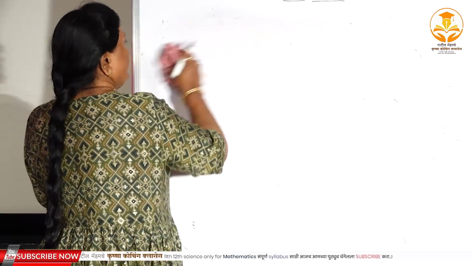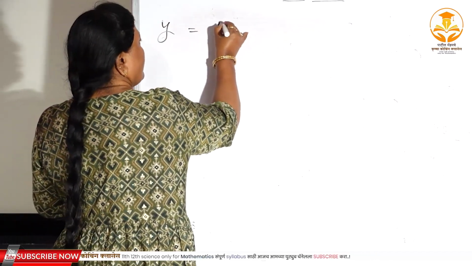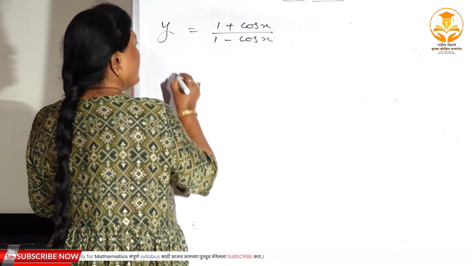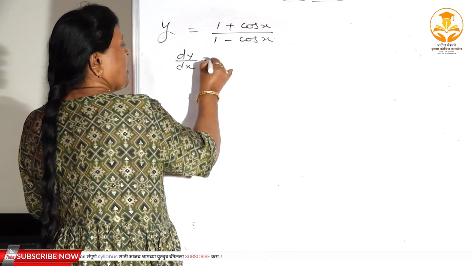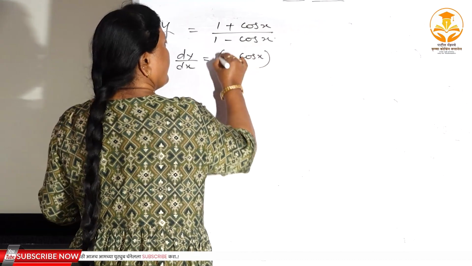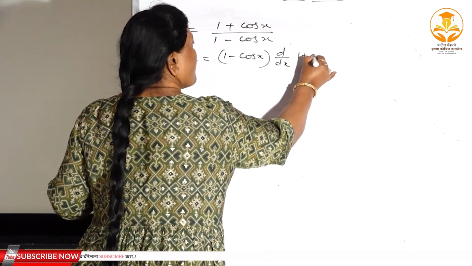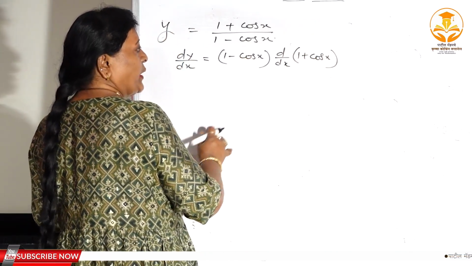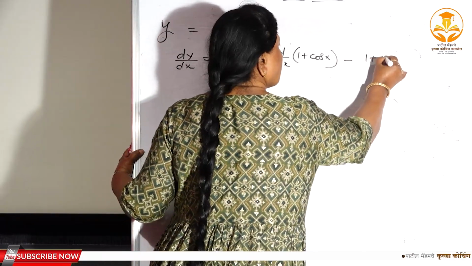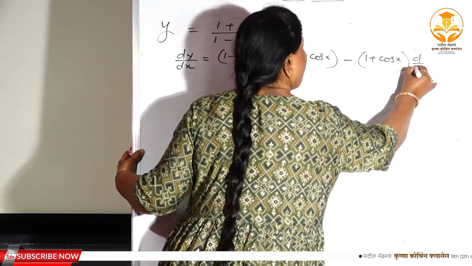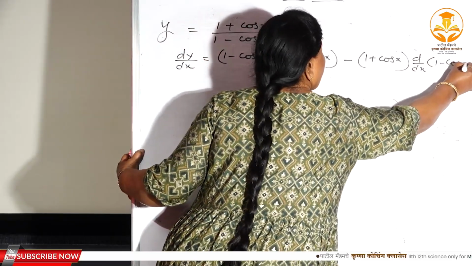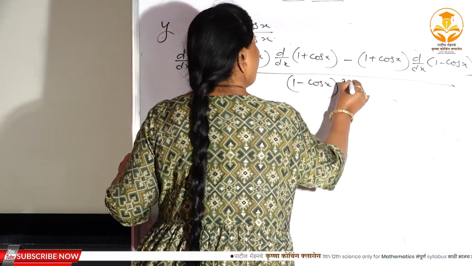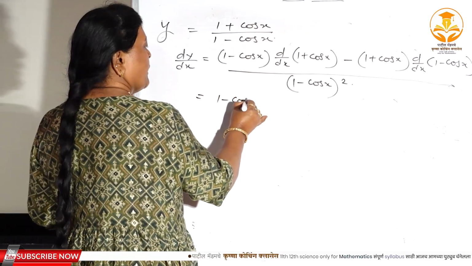So the another one here, say y is equal to 1 plus cos x divided by 1 minus cos x. Right? Say dy by dx. It is again 1 minus cos x, d dx of 1 plus cos x. Denominator remain as it is. Take the derivative of numerator, minus numerator remain as it is. Take the derivative of denominator, that is 1 minus cos x, divided by 1 minus cos x whole square. Right? Say 1 minus cos x.